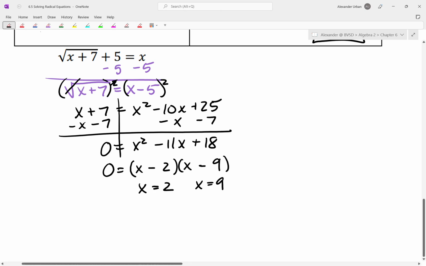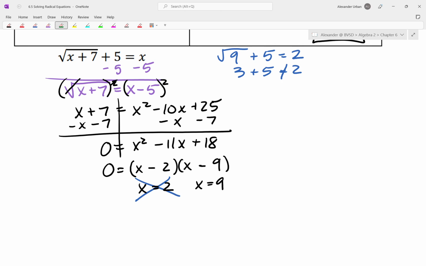So I'm going to try the first one, 2. The square root of 2 plus 7 is 9, plus 5 should be equal to 2 because x is 2. And what I get here is 3 plus 5 is equal to 2, and that's not true. So x equals 2 is not a solution.